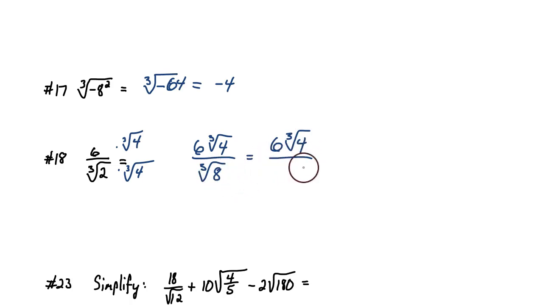The cube root of 8 just makes 2. And finally, we can reduce 6 over 2. That makes 3 cube root of 4.